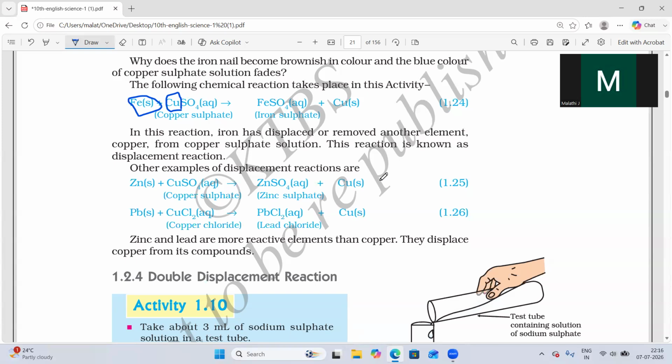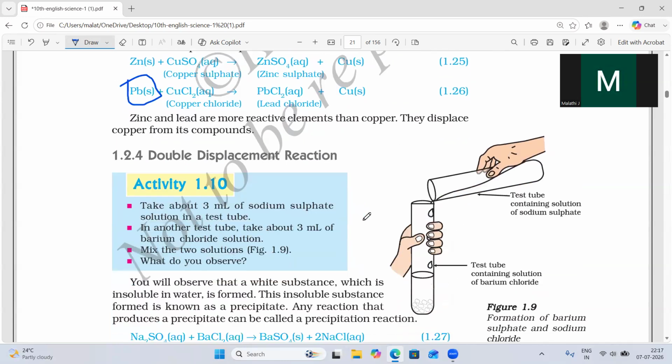If you observe this reaction, zinc is more reactive than copper, so it replaces copper. Then if I take lead in a copper chloride solution, what will happen? Lead, this Pb, will replace copper. It will become lead chloride and copper will be separated.